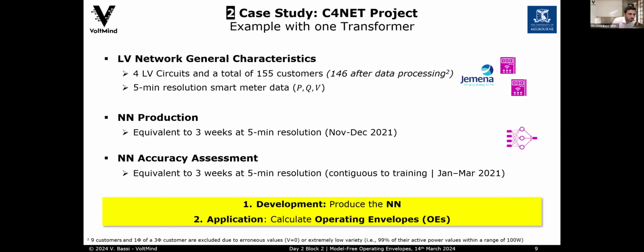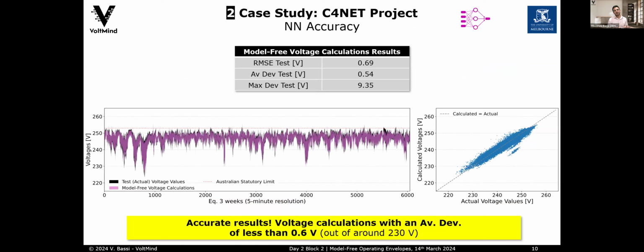So in terms of what we're going to do, first we develop the neural network, and then we are going to use it to calculate operating envelopes. So in terms of the neural network accuracy, what we are presenting here are the results of the neural network for these 3 weeks that we used to assess the results.